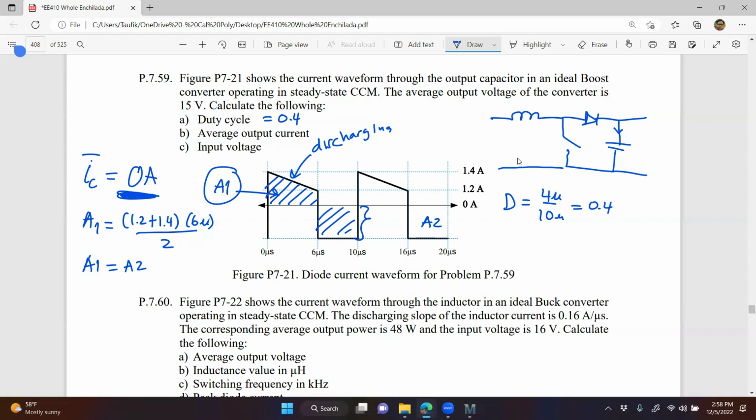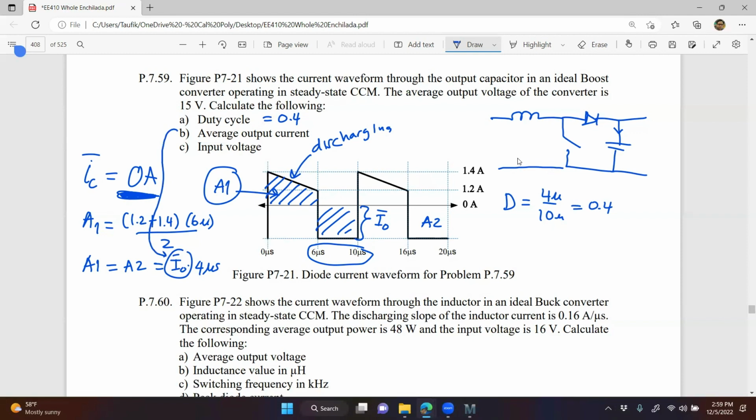Let's call it I out average. So area 2 is equal to I out average times 4 microseconds, from 6 to 10. The only unknown is I out average, so that should be the answer for part B. Is there any question for part B? Okay, so equal area, that's the key.